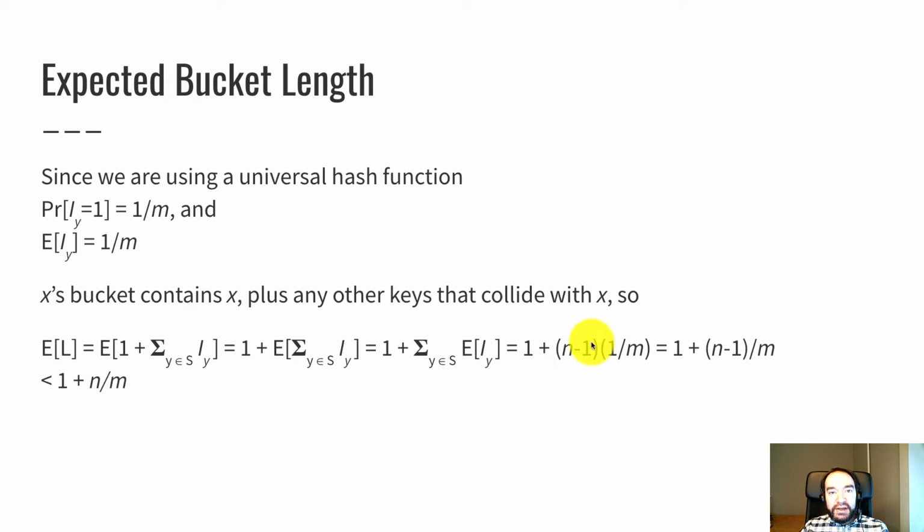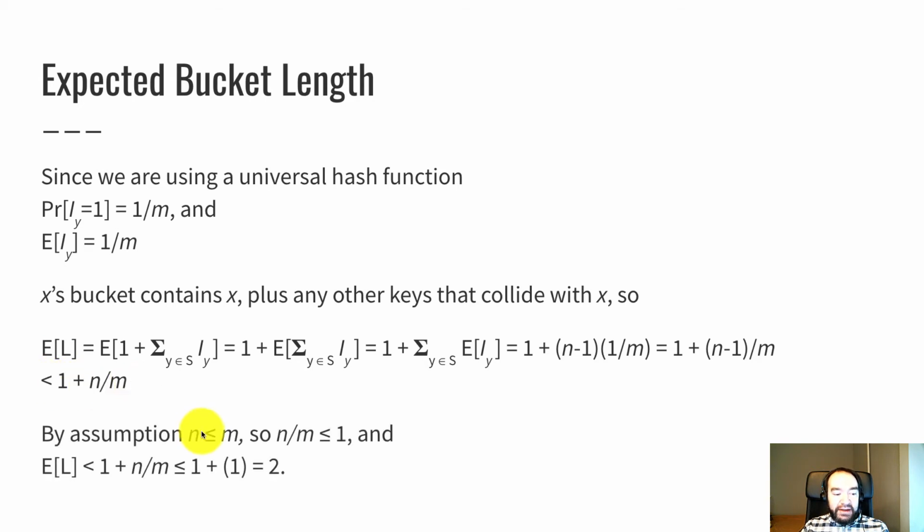There's n minus 1 keys that aren't x, and each one of them has a chance of colliding of 1 over m. And so we can simplify that a little bit. Instead of multiplying by 1 over m, just make it a fraction. So we have 1 plus n minus 1 over m. And this n minus 1 over m term is strictly less than n over m. We're just cleaning up the notation there a little bit. So the expected length of L is less than 1 plus n divided by m.